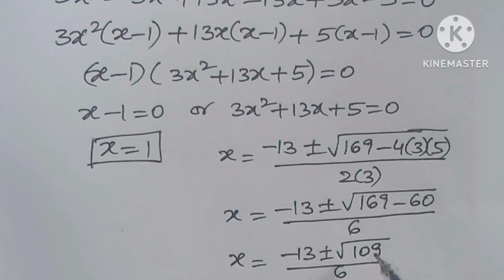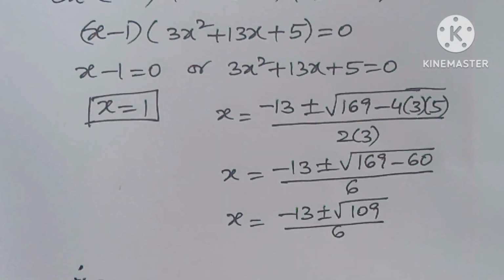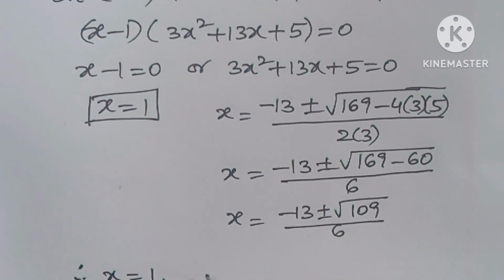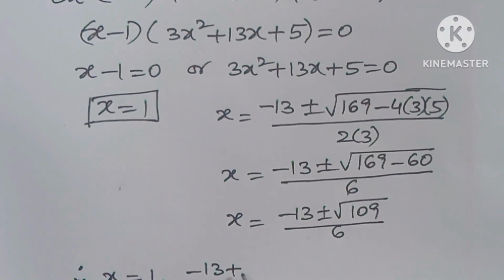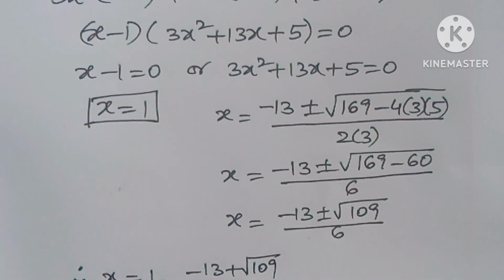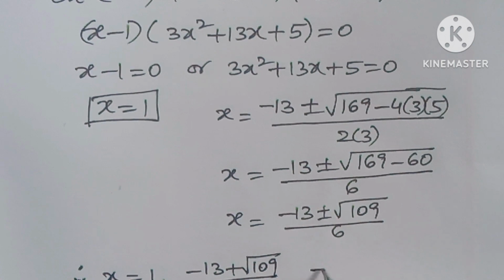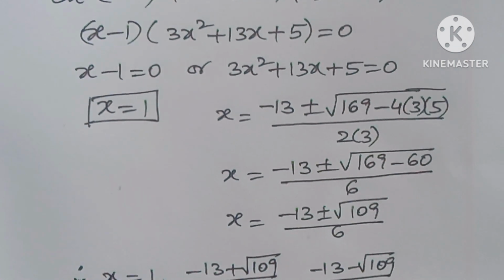So here you'll get two values. Therefore, x is equal to 1, minus 13 plus root of 109 by 6, another one minus 13 minus root 109 by 6.